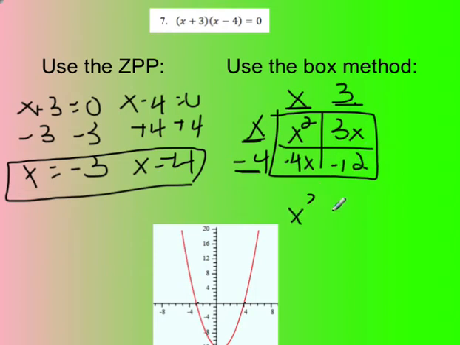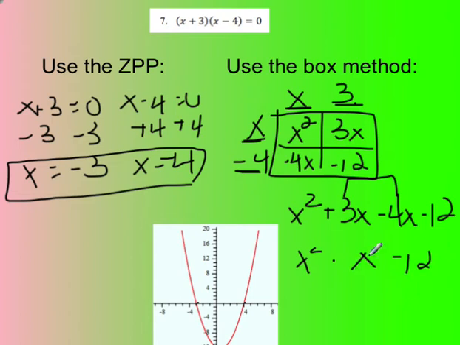So then we're going to write out all of our terms. And we need to combine like terms. 3x minus 4x is just negative x. So then we get x squared minus x minus 12.